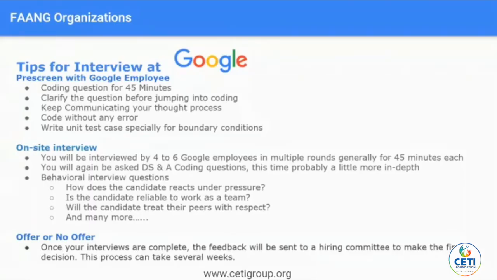After that, there will also be a behavioral interview where they will check how the candidate reacts under pressure. Is the candidate reliable to work as a team? It means your ethics. Like if you already know the answer from before, you can tell them that you already know it, so they see your ethics and all these things. Will the candidate treat their peers with respect and many more? And the final thing, which some people find very odd: even after clearing this round, sometimes you have to wait for the offer from Google because you have to match with some team.